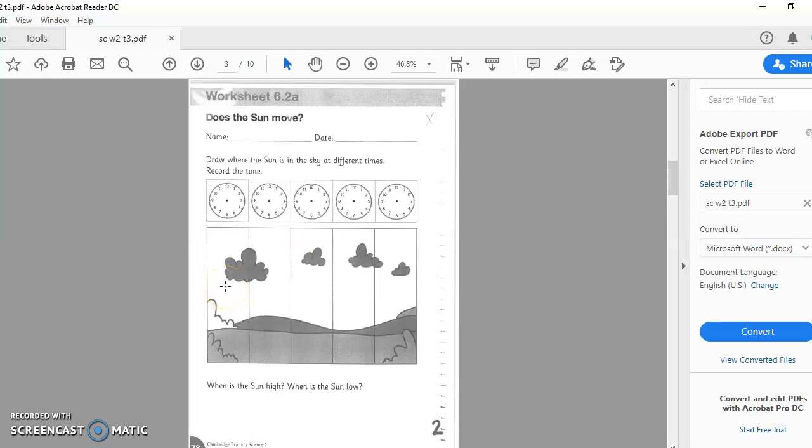Remember not to look directly into the sun, year ones, because that could damage or hurt your eyes.